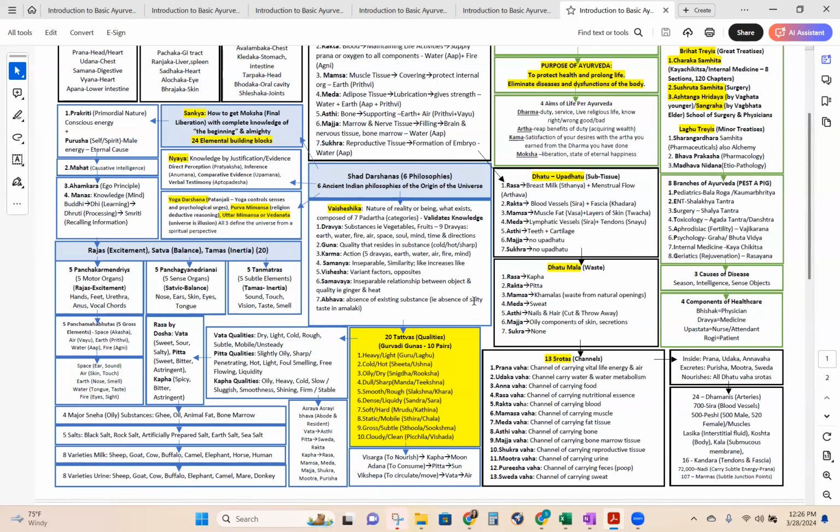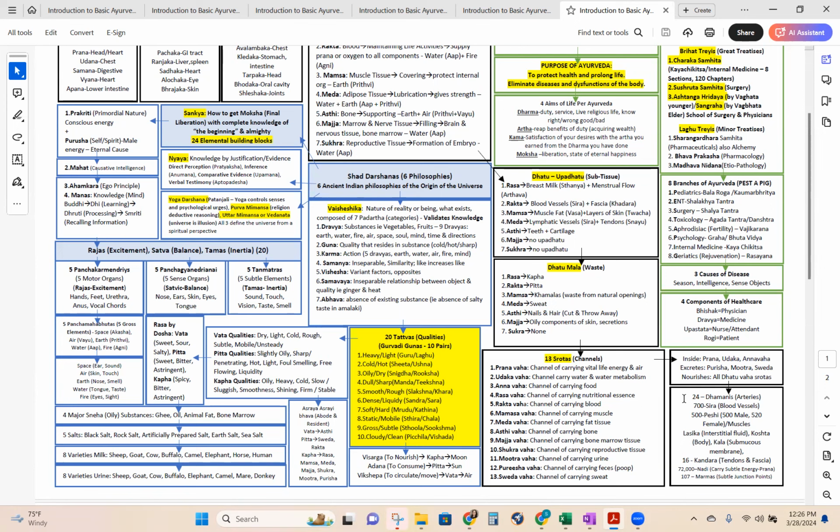Okay, and then I wrote down here, so the prana, udaka, and anavaha are all the ones that go inside. The parisha, mutra, and swedavaha are all the ones that excrete. And then all the dhatu vahasrotas are the ones that nourish the body. And then these are some vocabulary that you may see on the NAMA exam, so I wanted to write it here.